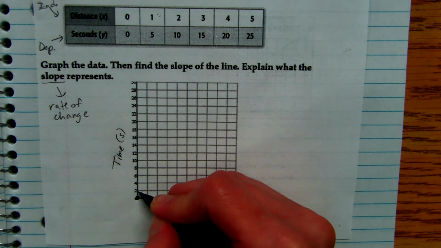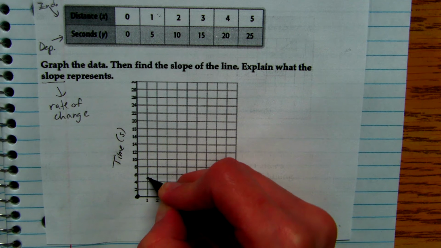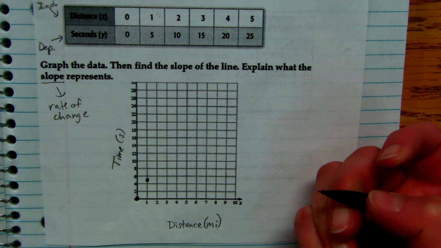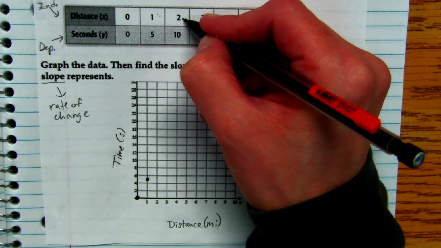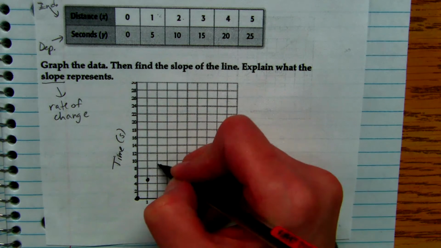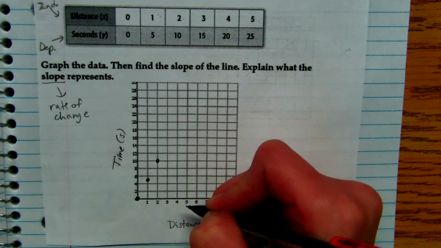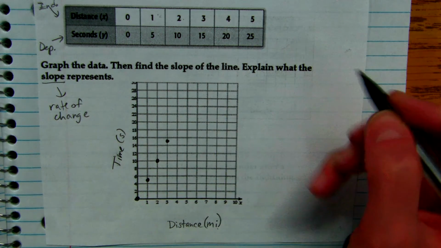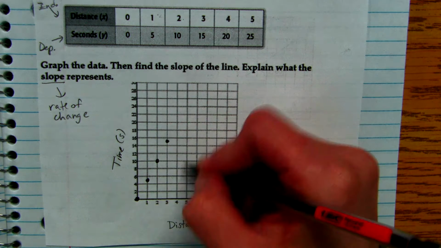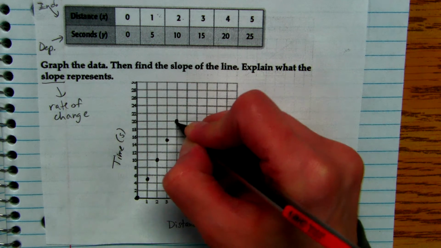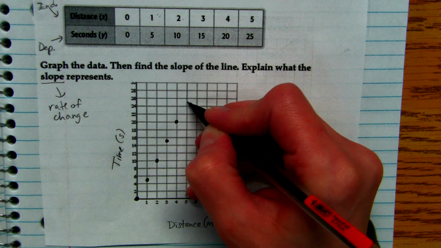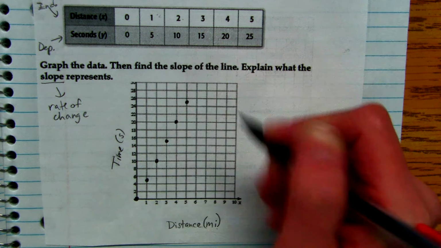Now notice it's going by 2. So 2, 4, 5 is between 4 and 6. I know that's shocking. Whoa. And then we have 2 tens. So 2 miles, 10 seconds. So 2, 10. 3, 15. 15 is between 14 and 16. 4, 20. And 5, 25. So this is an actual relationship that should make a straight line.